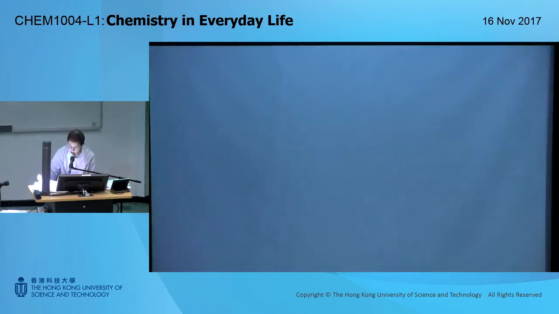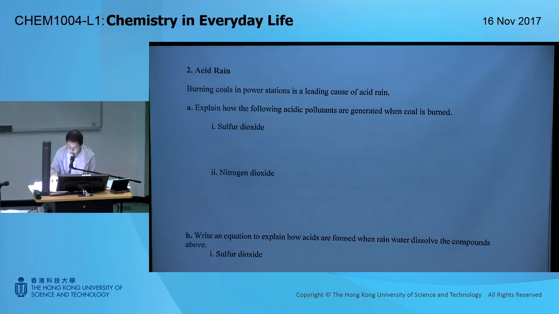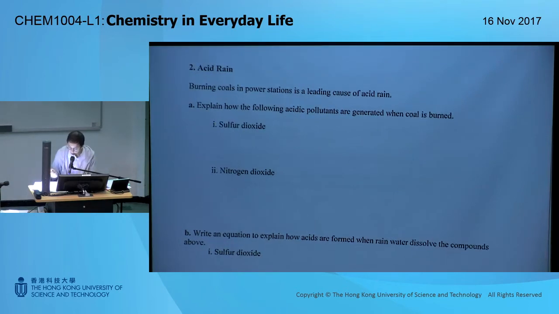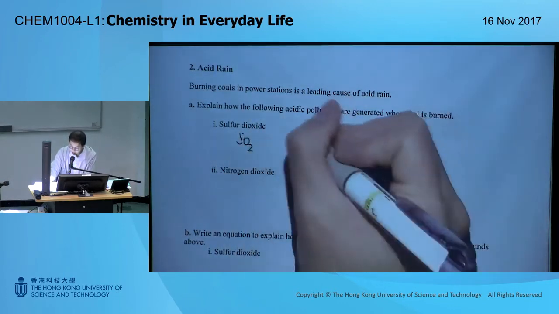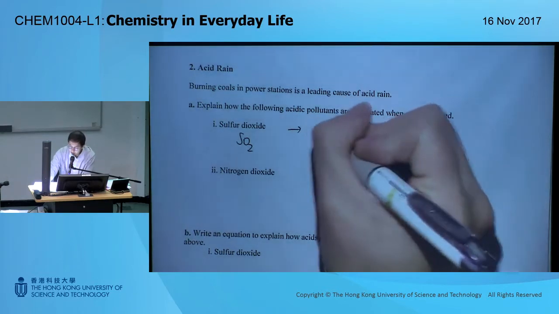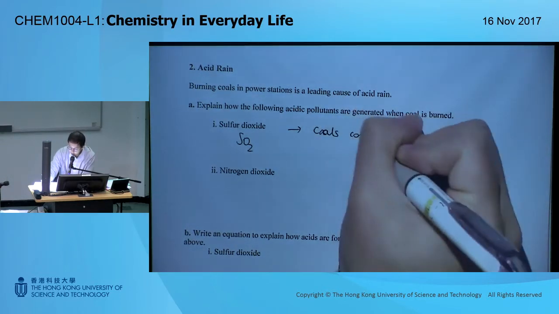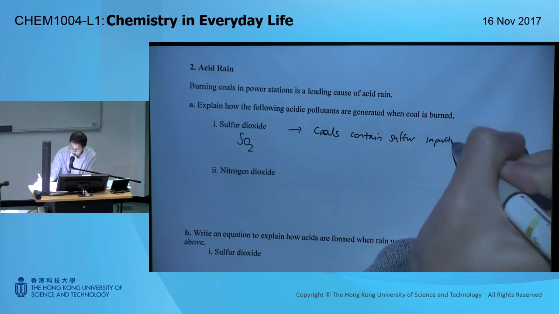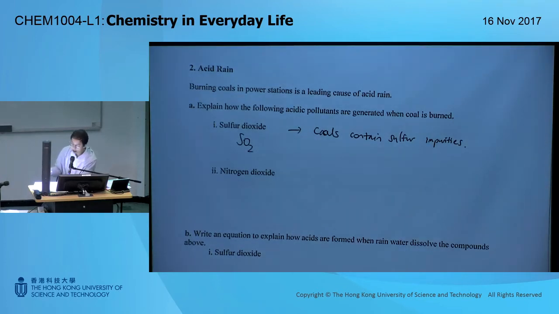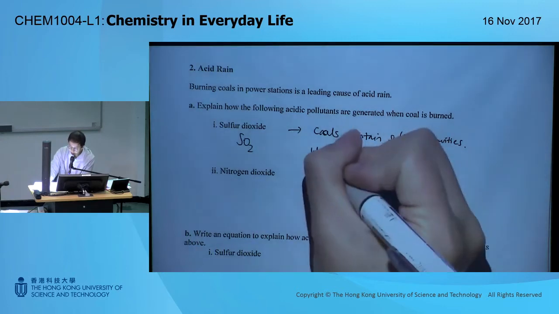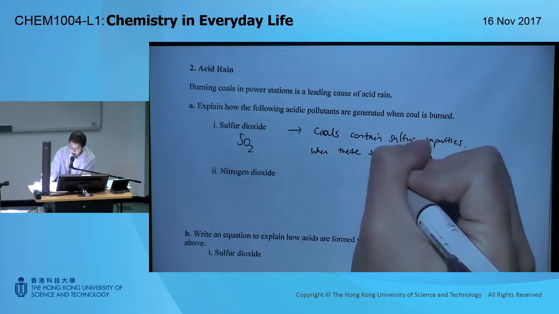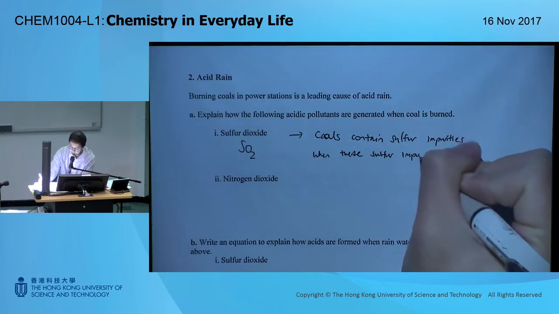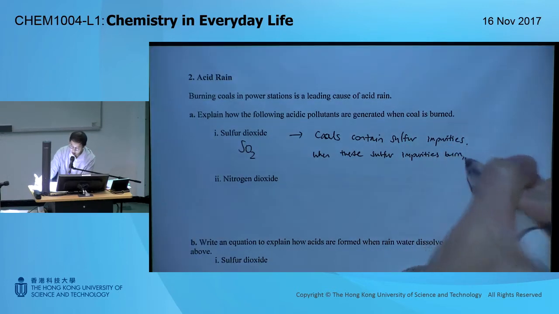Okay, second question is about acid rain. You need to explain how the following pollutants are formed when coal is burned. So burning of coal causes acid rain. Sulfur dioxide is formed, and this is formed because the coals contain some sulfur impurities. So when these sulfur impurities burn, SO2 is formed.